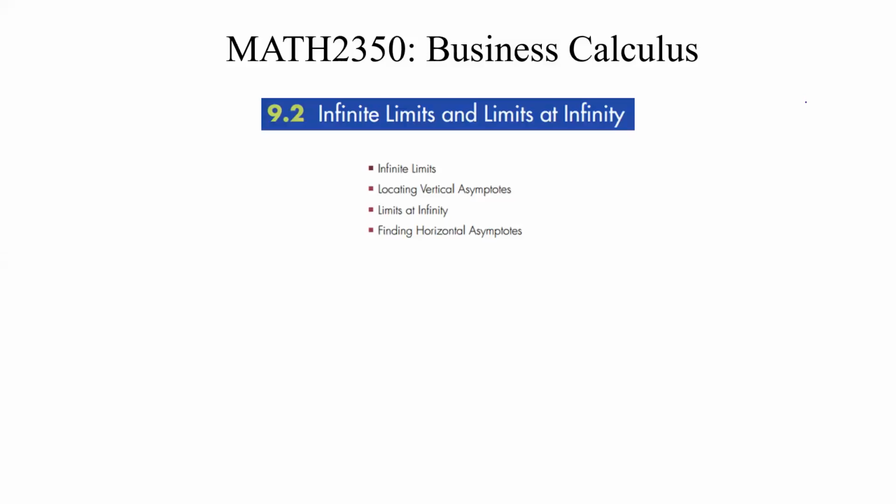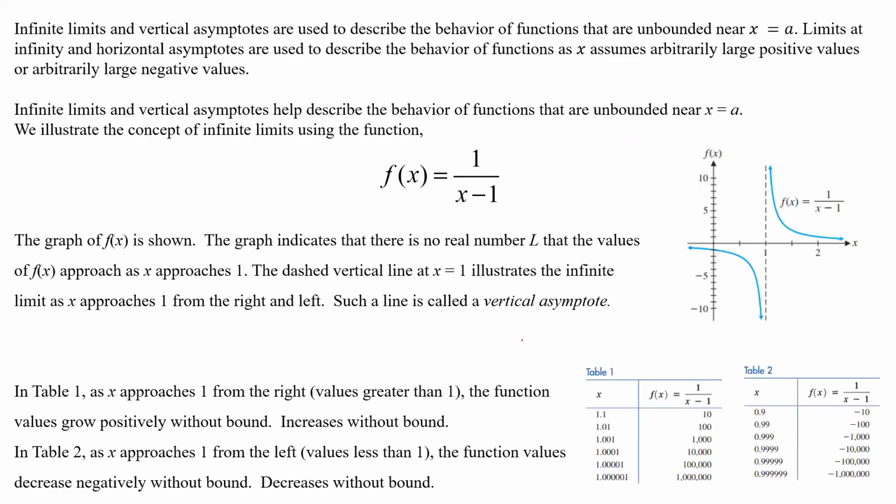All right, so here we are in section 9.2 on infinite limits and limits at infinity. So we'll be talking about infinite limits, of course, locating vertical asymptotes, limits at infinity, and finding horizontal asymptotes. All right, so here we go.